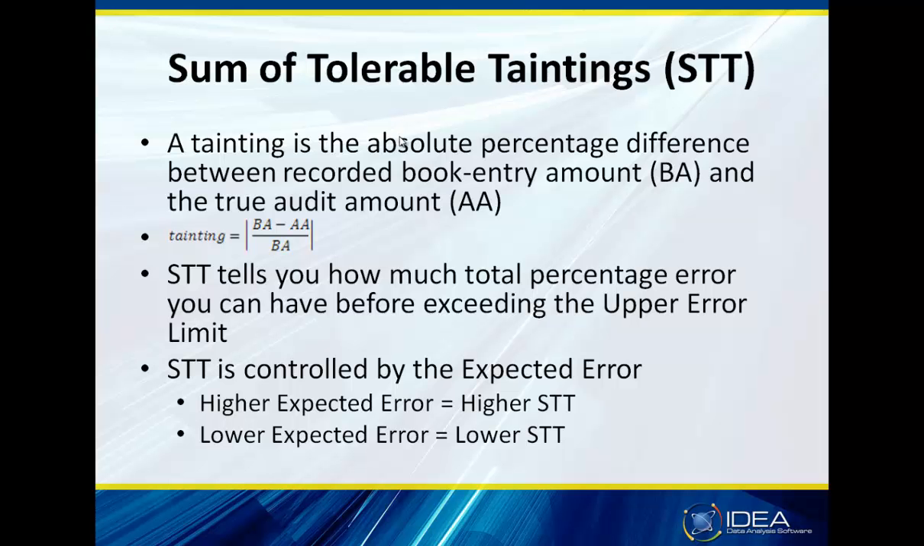The higher the expected error, the higher the sum of tolerable taintings will be, and the more robust the sample will be to being able to absorb errors while delivering a below materiality threshold result. Also, of course, the lower you set the expected error, the lower the sum of tolerable taintings, and the more likely that an error could get you an upper error limit result that will be above the materiality threshold.